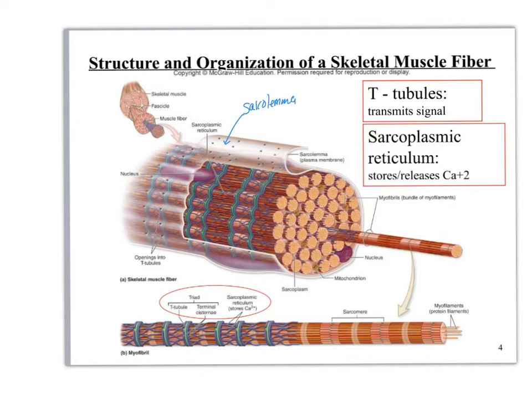Okay, what I like about this particular drawing is that they put in the holes for the T-tubules, where the T-tubules are going to invaginate. The T-tubules are being represented in green along here. So each one of these little holes is coming down to a T-tubule.